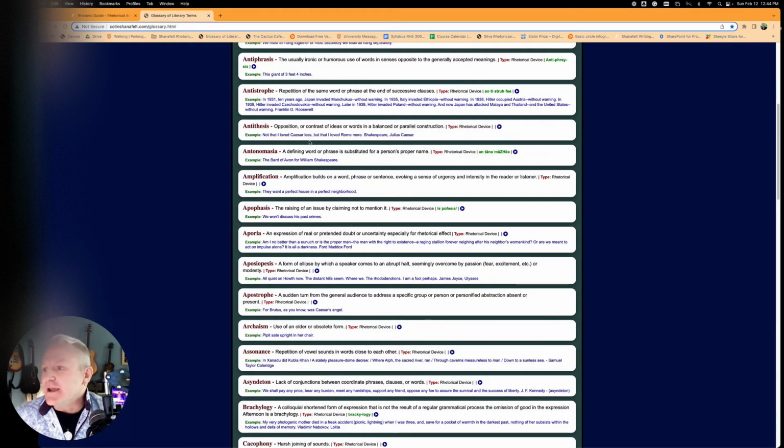Antithesis is the opposition or contrast of words or ideas in a balanced or parallel construction. Okay, what does that mean? Not that I loved Caesar less, but that I loved Rome more. Antonomasia is almost like some of the Anglo-Saxon word techniques, but here's our example. A defining word or phrase is substituted for a person's proper name. So you have the Bard of Avon for William Shakespeare.